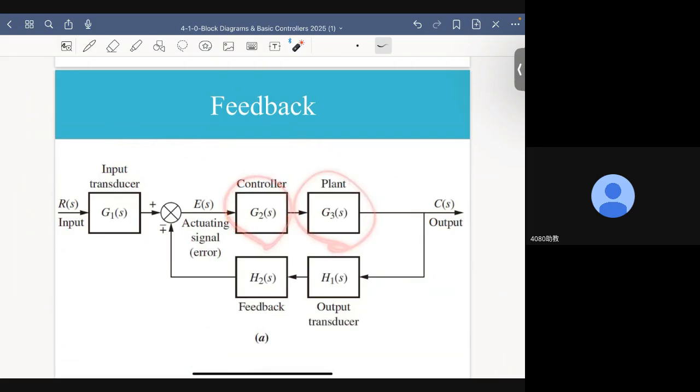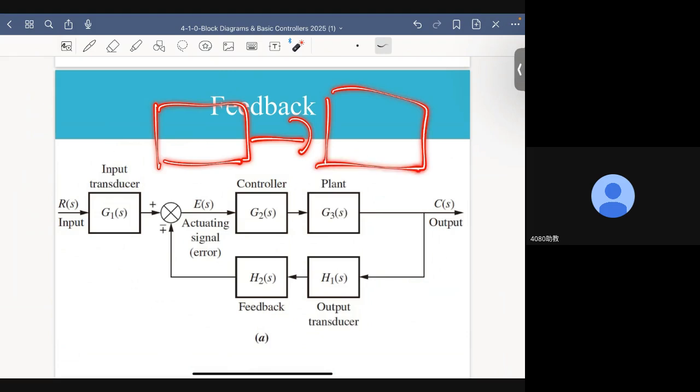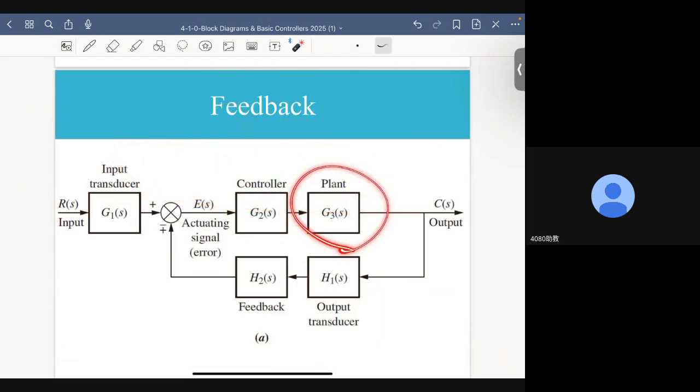Plant, as we said before, actually consists of two parts. The first part is the actuator, all right? The second part is the system, the object or the process we want to control. When we put them together in cascade form, or we connect them in series, we call it the plant. So the transfer function of the plant is actually the product of the transfer function of the actuator and the transfer function of the system or process we want to control.